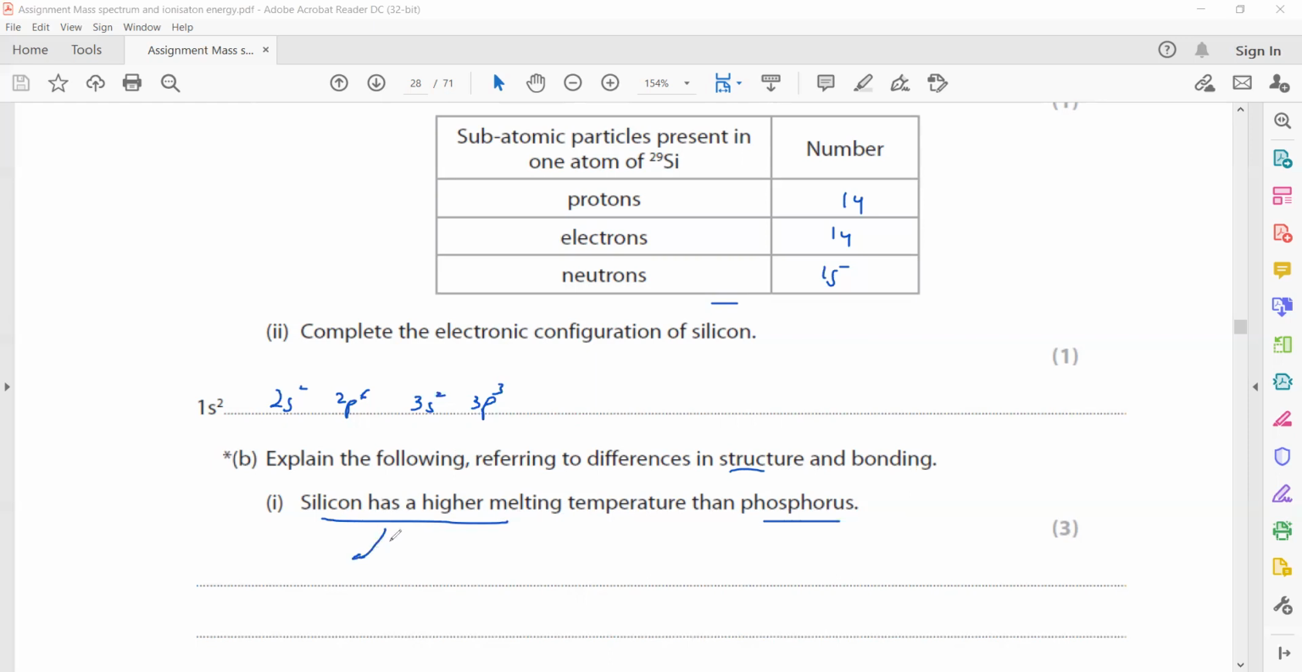So silicon is in group 4, so it will be a macromolecule. Phosphorus will be a simple covalent structure. Stronger bonds, more energy is needed. Whereas in phosphorus, the bond will be weaker. So a small amount of energy can break these intermolecular forces.